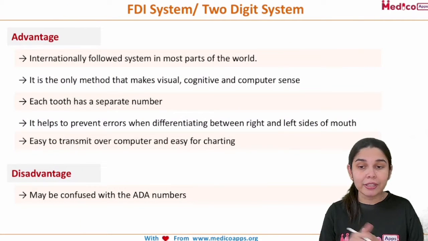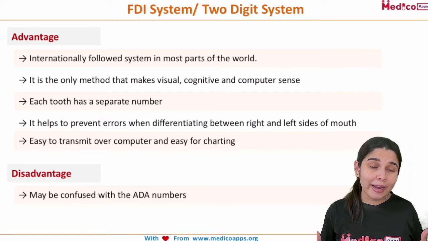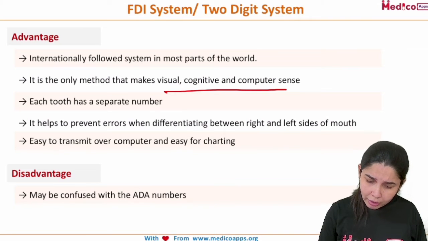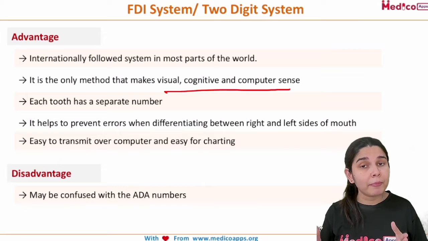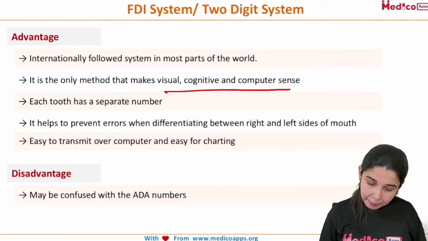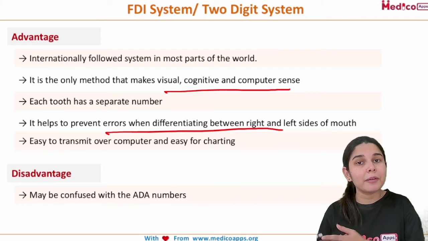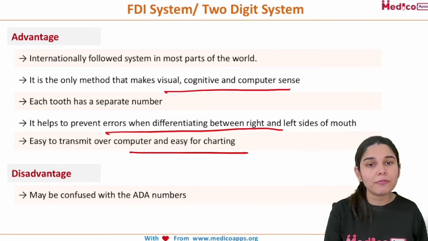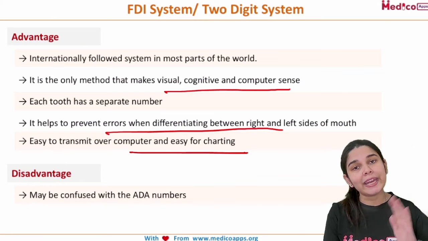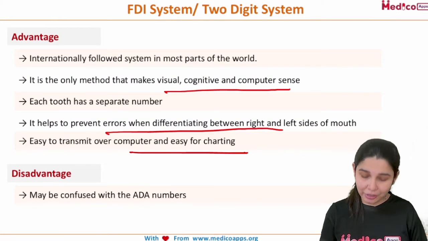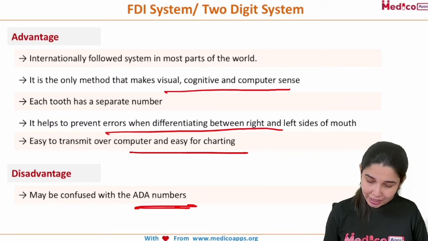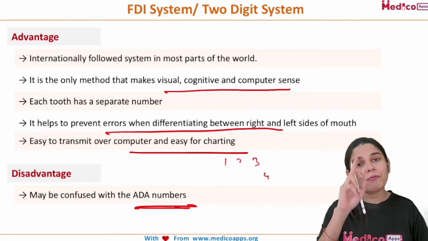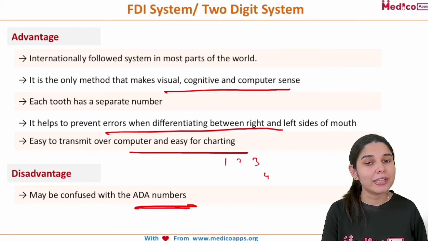Now, there are certain advantages. I have already mentioned that it is worldwide accepted. It is easy for you, and it is the only method which can make visual, cognitive, and computer sense. Each tooth has a separate number because we are numbering it separately. Secondly, it prevents error when differentiating between the left side and right side because we have differentiated the quadrants, and it is easy to transmit over the computer and easy for charting. But it can only be confused by ADA number. For that, you need to refer to my other lecture on what exactly this ADA number is. ADA is nothing but the entire oral cavity numbered from 1 to 32. We have not divided it into quadrants.